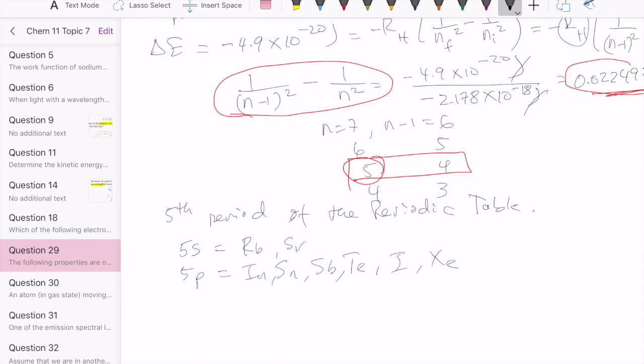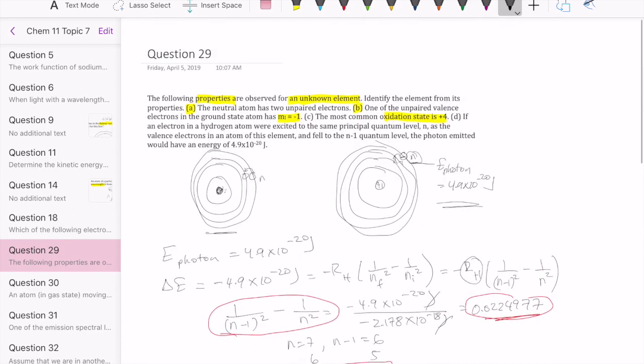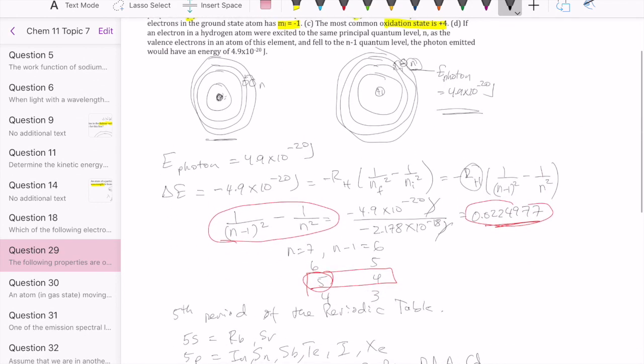And then, of course, the other thing that's in that 5th period is the 4d orbitals. So we're going to use those elements as well. Now, what we need to do is look at our clues and see if we can eliminate some of these elements. Clearly, there's way too many of them.